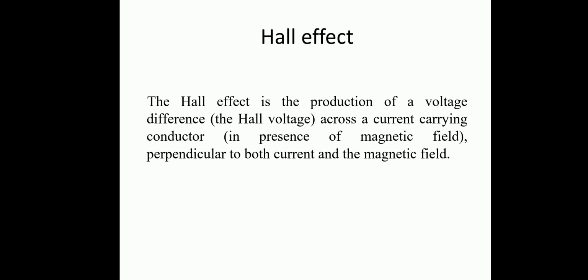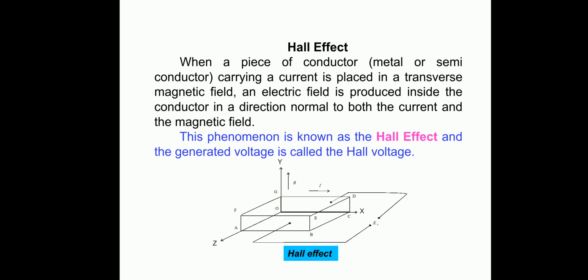So the Hall effect is the production of a voltage difference, that is the Hall voltage, across a current carrying conductor in the presence of a magnetic field, and this voltage difference is perpendicular to both. The generated voltage is perpendicular to both current and magnetic field. So we can see what the Hall effect is in detail.